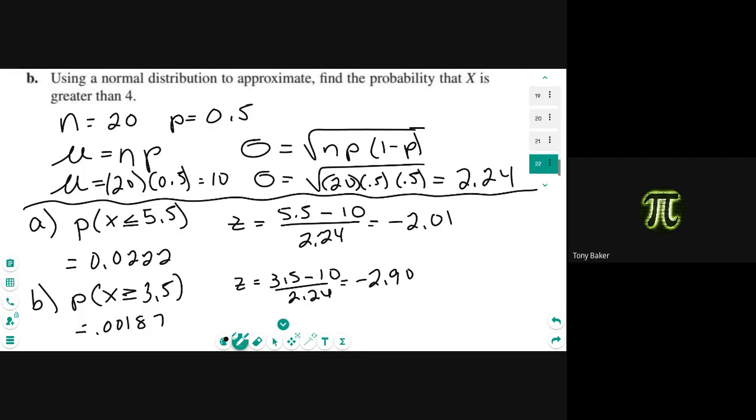What number did you get before? I got .99813. What do I have to do to this number? Subtract 1 from it, right? What's 1 minus that?